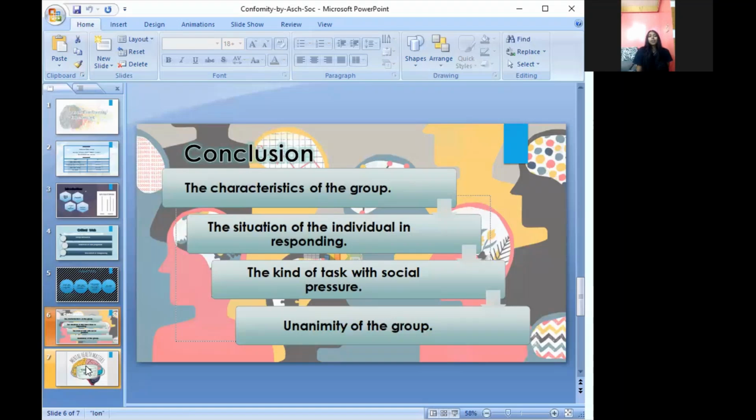In this experiment, Asch was interested in looking at how pressure from a group could lead people to conform even when they knew that the rest of the group was wrong. The reason for Asch's experiment is that it demonstrated the power of conformity in a group. That's all. Thank you.